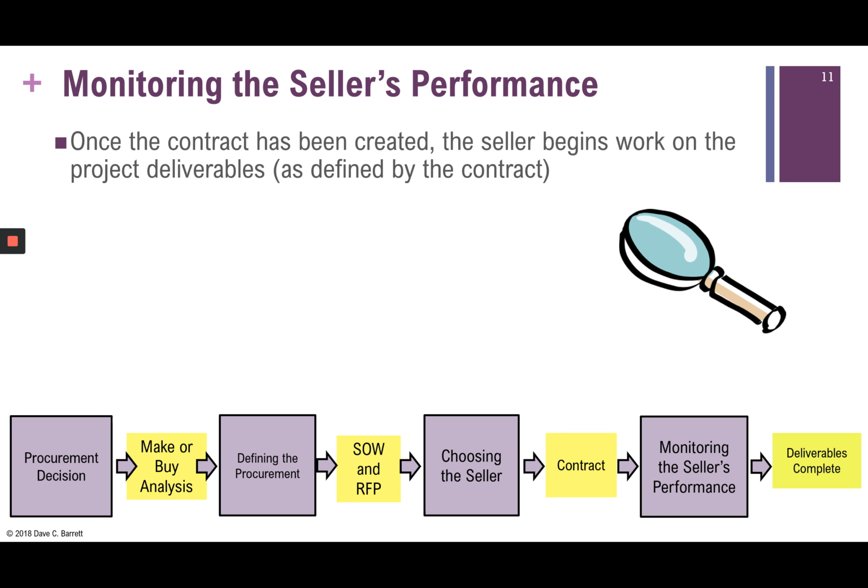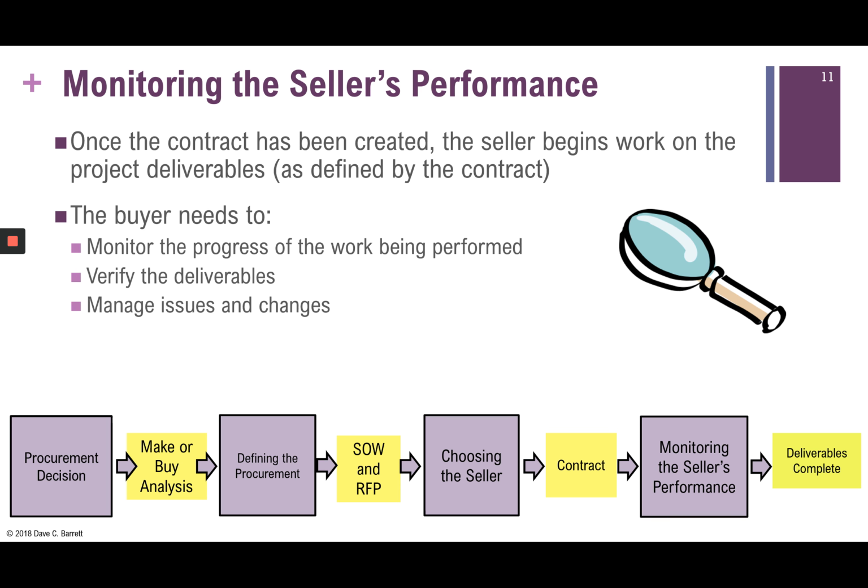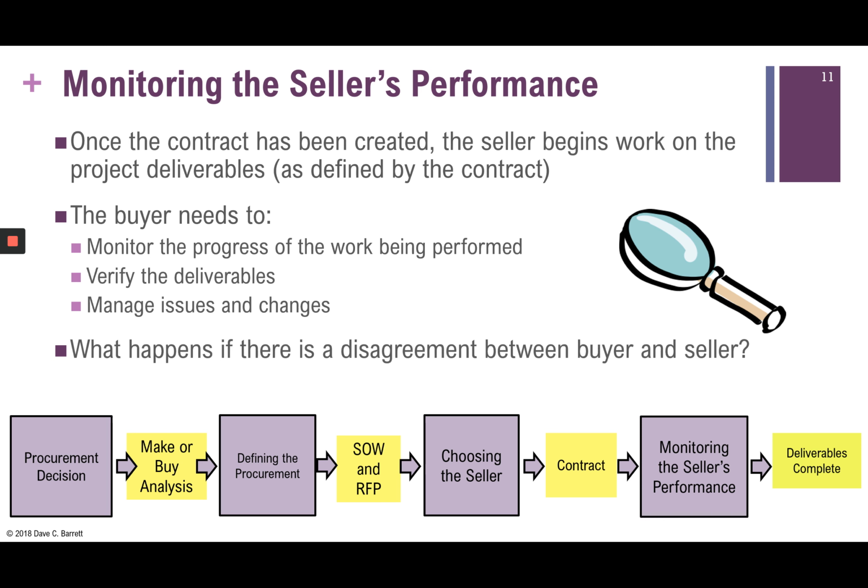One of the key things that differentiates procurement work from internal work is the existence of a legal contract. It's very, very key. The buyer, at this point, is not creating the work, but they monitor the progress of the work being performed. They verify the deliverables, and they manage issues and changes, very similar to how we saw earlier in the course.